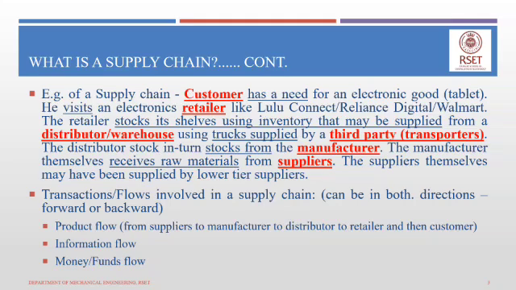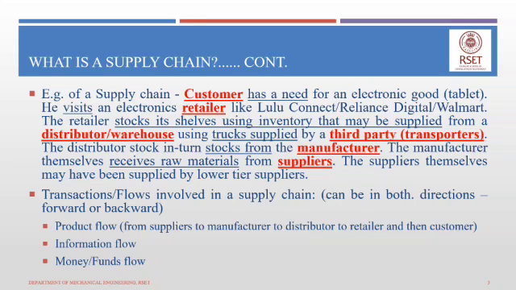So the three major flows or transactions that are seen in any supply chain are the product flow, the information flow, and the money or funds flow. The product flow is generally from the supplier to the manufacturer to the distributor to the retailer and then to the consumer. That's the order in which the product usually flows, generally in the forward direction.